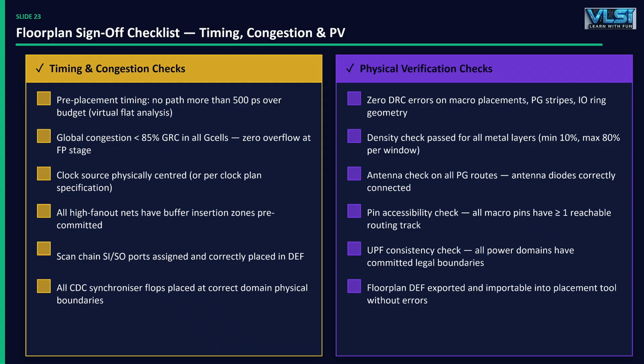Then timing estimation. If delays are already high, placement cannot fix it. Then clock feasibility. Is there space for buffers? Is skew manageable? Then scan feasibility. Are test structures realistic? So this stage answers one question. Is your design practical or just theoretical?